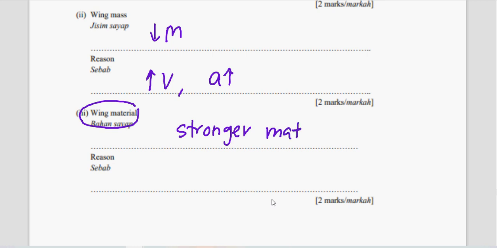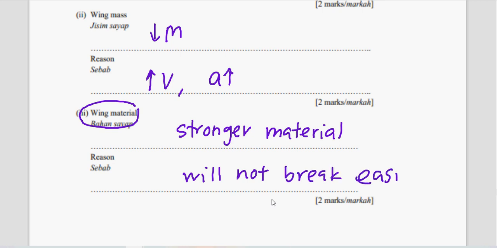Stronger material. Ataupun you write carbon fiber pun boleh terima. Okay, and then reason will be if you write stronger material, the wing will not break. Don't forget to write this word, easily. Okay, so you can write stronger material will not break easily. You can write also carbon fiber, lighter and stronger. Ataupun smaller mass, okay. But smaller mass already given up here just now, right?